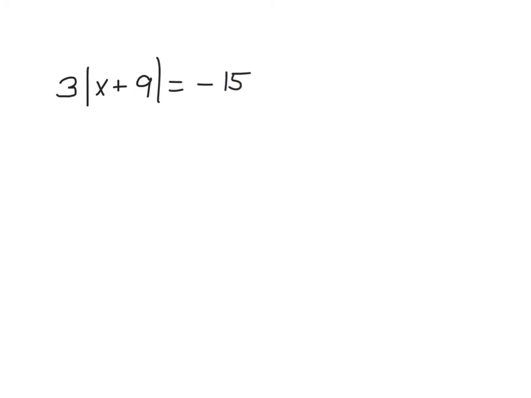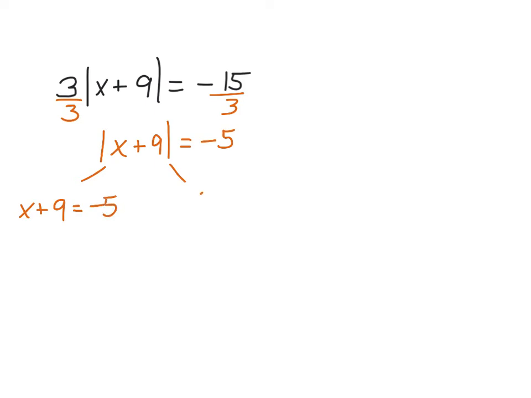Here's another quick case. It's not isolated yet. I'll divide by that 3. I get the absolute value of x plus 9 is equal to negative 5. Set up my two cases. X plus 9 equals negative 5. X plus 9 equals 5. So those two cases are the positive and the negative of whatever that isolated absolute value is equal to.